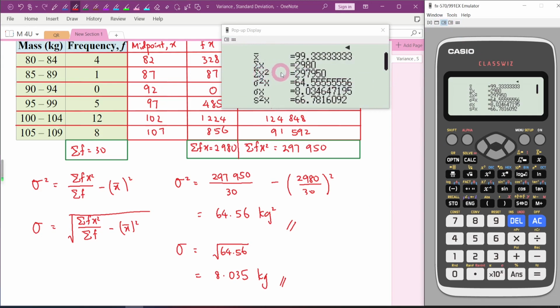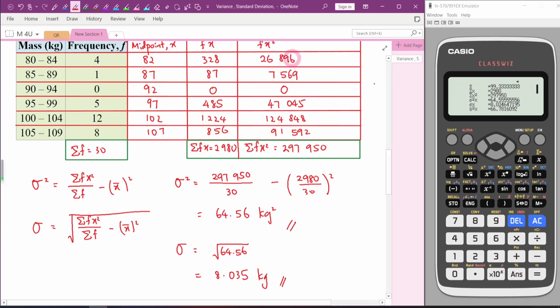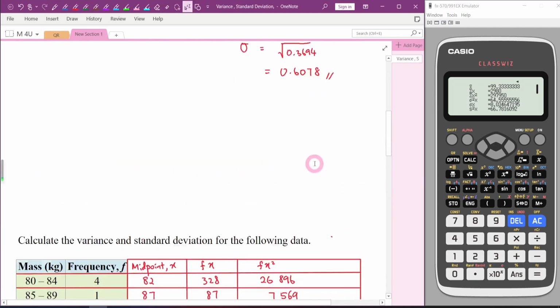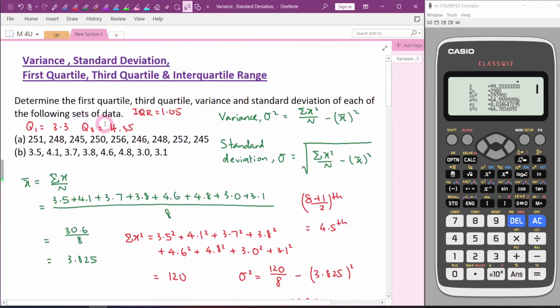Okay, sum of x squared, in this situation this is fx squared, is equal to 297,950. Okay, correct. And sum of fx is equal to 2980. Okay, correct. So this is how we use our calculator to check the answer for standard deviation, variance, and also the first quartile and third quartile. Okay, that's all for this video. See you next time. Thanks for watching.